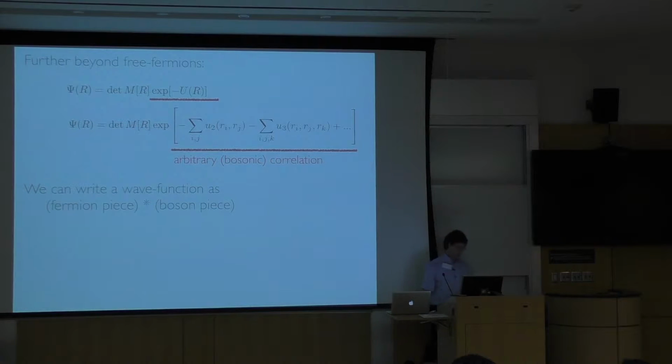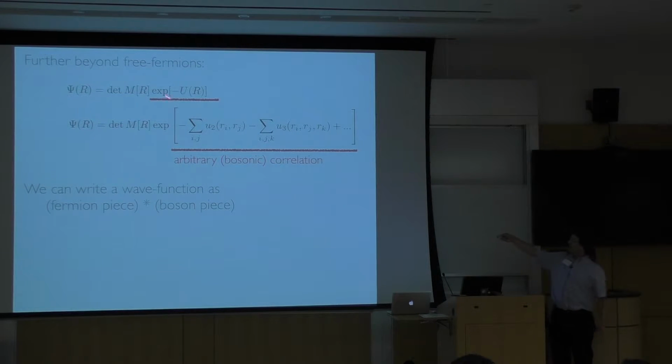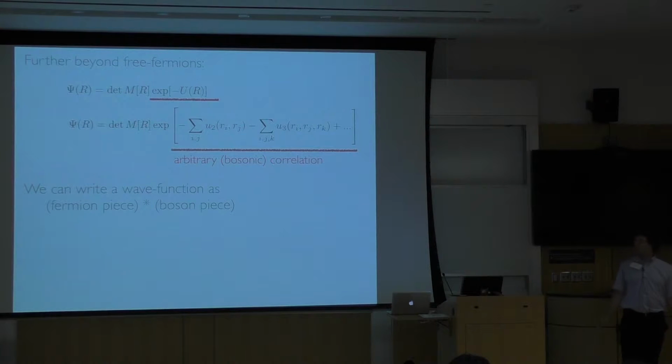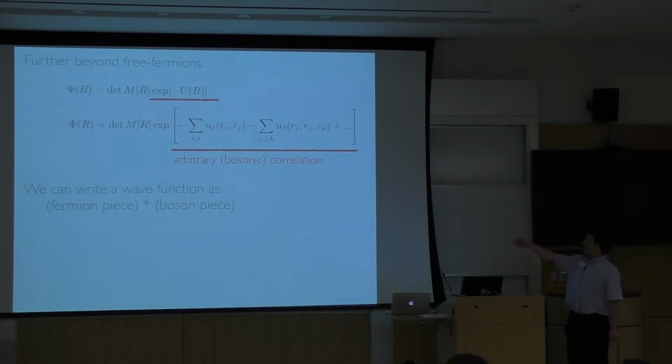And in fact, one could say more generally, we had this function u, and we wrote that as a two-body term, u of Ri, Rj. But one can expand further. One can write u of Ri, Rj, Rk, Rl, et cetera. Three-body terms, four-body terms, et cetera. One can have arbitrary bosonic correlations. And so one could write that as e to the minus big U.